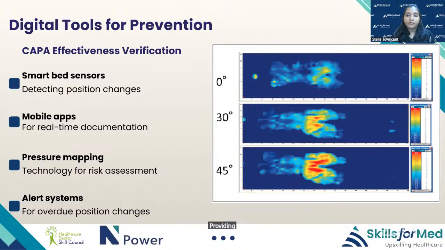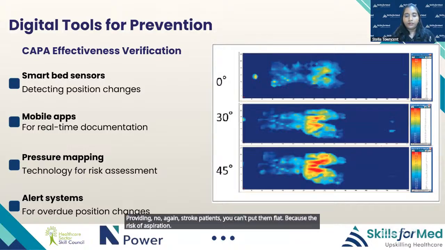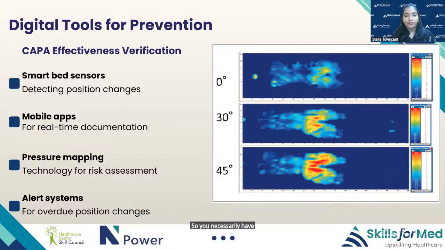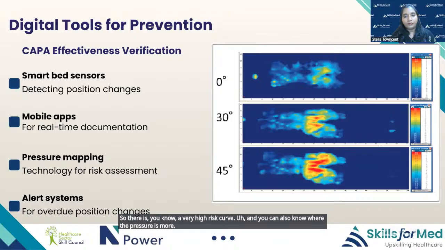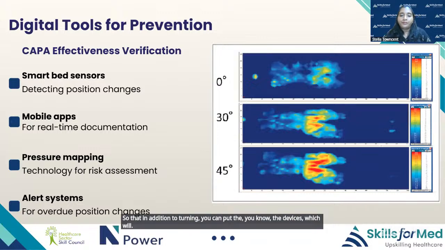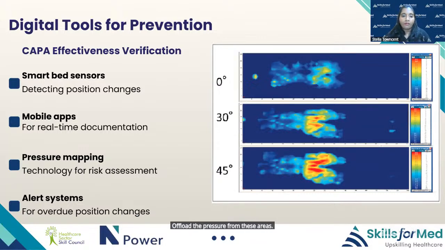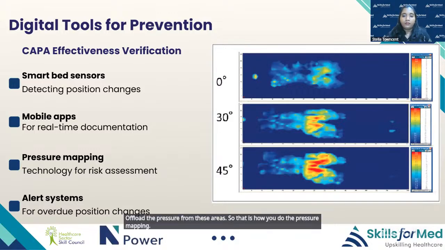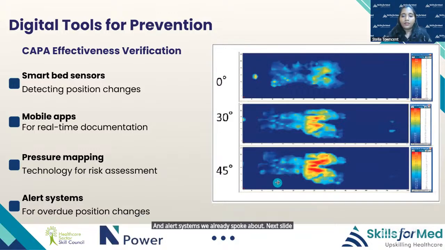Providing, again, a stroke patient, you can't put them flat because of the risk of aspiration. So you necessarily have to put them at 30 degrees. So there is a very high risk, and you can also know where the pressure is more, so that in addition to turning, you can put devices which will offload the pressure from these areas. So that is why you do the pressure mapping. And alert systems we already spoke about. Next slide.